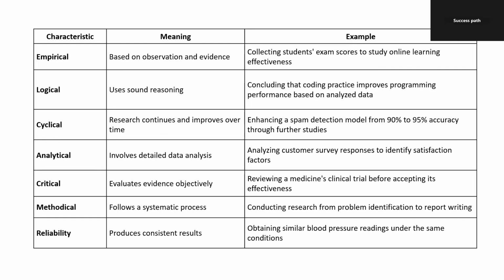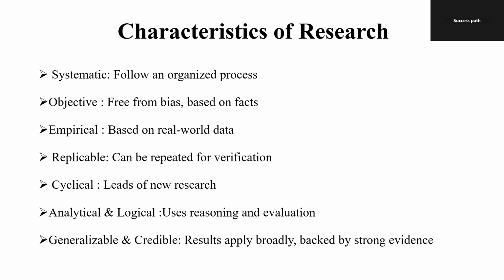So for every topic, I give a table. This is for exam purpose notes. So kindly take this table as an important note. First, empirical: based on observation and evidence. This alone is more than enough to read as keywords while going to the exam. For example, collecting students' exam scores to study online learning effectiveness. Logical means uses sound reasoning. Cyclical means research continues and improves over time. Analytical means involves detailed data analysis. Critical evaluates evidence objectively. Methodical follows a systematic process. Reliability produces consistent results. So again, I have given the characteristics of research.